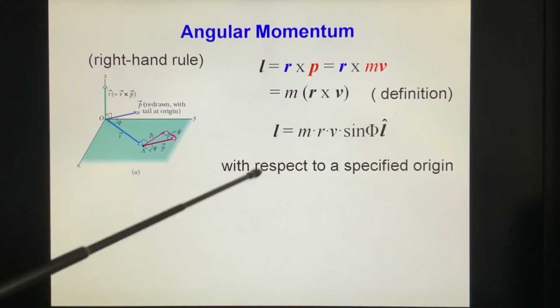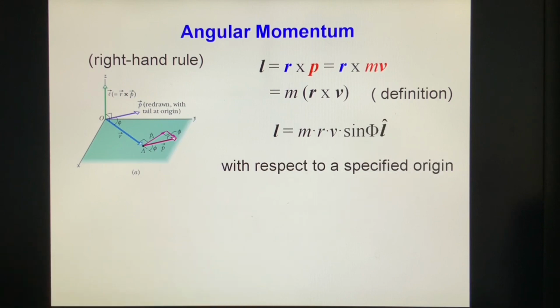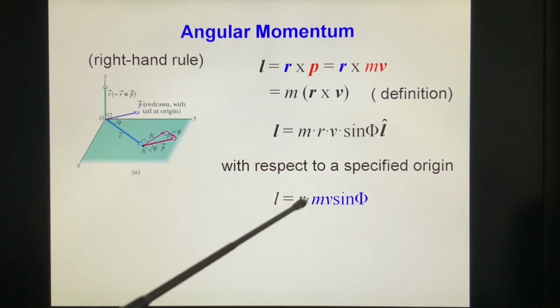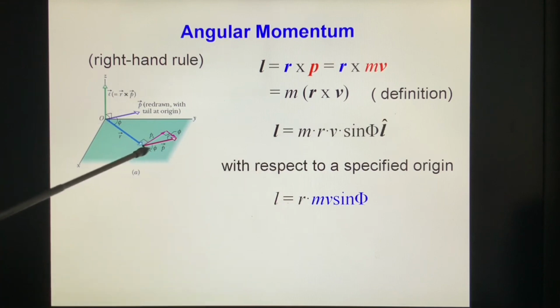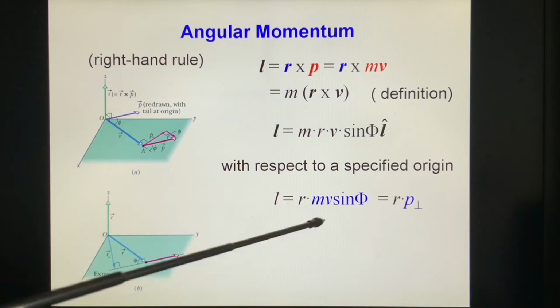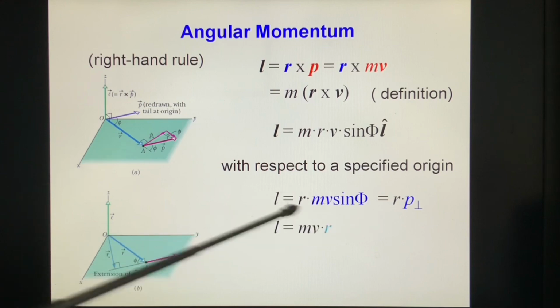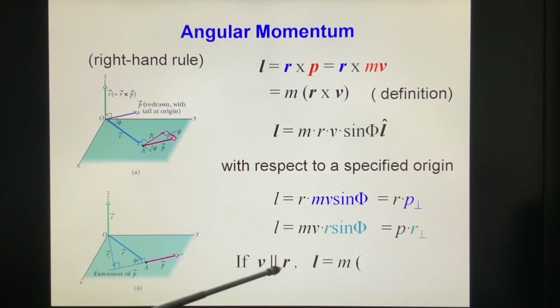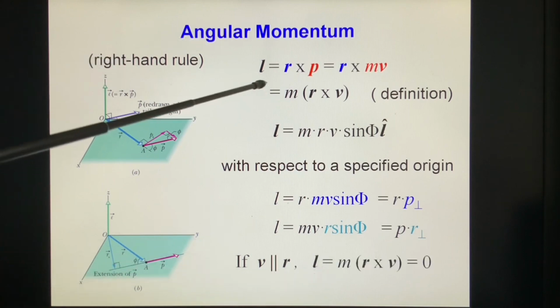We can combine this sine phi with different things. They all have r, so we have to specify what kind of origin it is. Then we rewrite the magnitude, no direction. It is m r v sine phi. We can combine mv with sine phi. You can see m v sine phi is this one, p perpendicular. Perpendicular to what? Perpendicular to r. Also, we can write this one. We combine r sine phi. What is r sine phi? Look, this one. This is r, this is the phi. r sine phi, this one. We call it r perpendicular. Perpendicular to what? To p. So we call it r perpendicular. If v is parallel to r, then the angular momentum is 0.